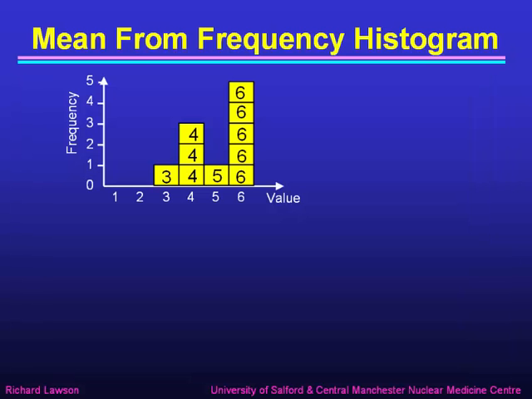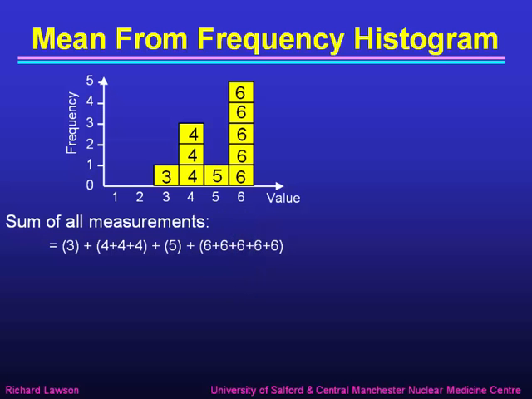So sometimes we have to calculate the mean when we've just got the frequency histogram data instead of the individual measurements. Here we saw that the value 3 bone scans in a day occurred just once, 4 bone scans in a day occurred 3 times, 5 bone scans in a day occurred once, and 6 bone scans in a day occurred 5 times. So the sum of all those measurements is 3 plus 4 plus 4 plus 4 plus 5 plus 6 plus 6 plus 6 plus 6 plus 6. Obviously we can simplify that to 1 3, 3 4s, a 5 and 5 6s.